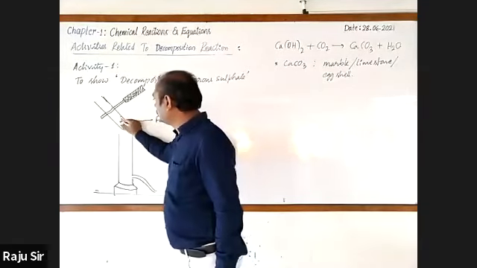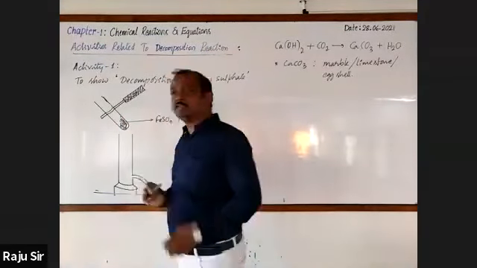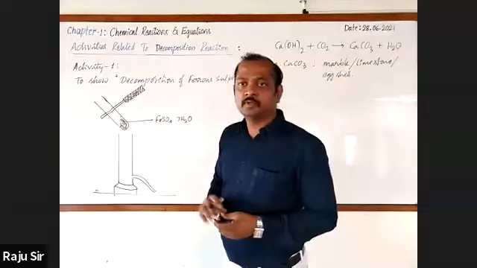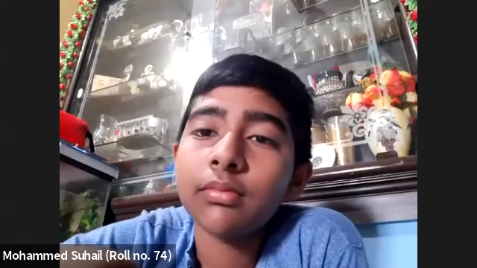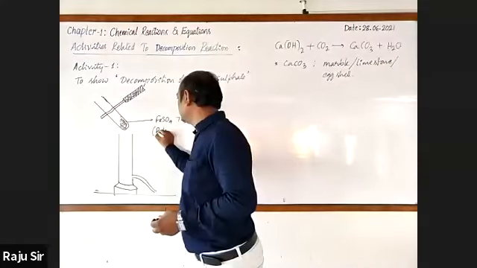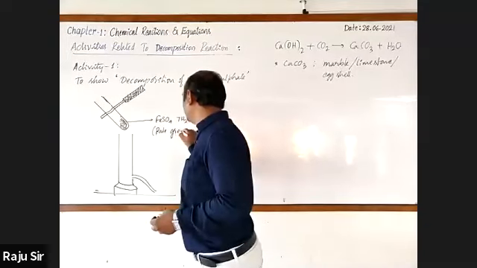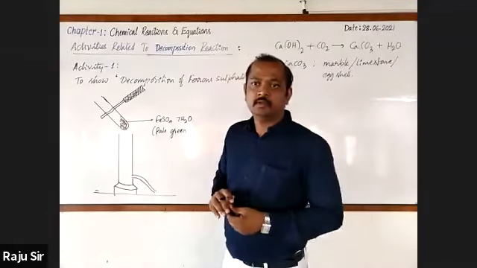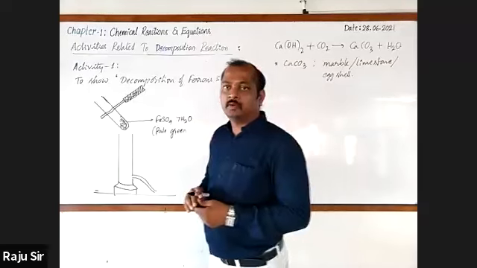Then you all know its color. What is the color of iron sulfate? Pale green. That is light green color. Now, observe here.